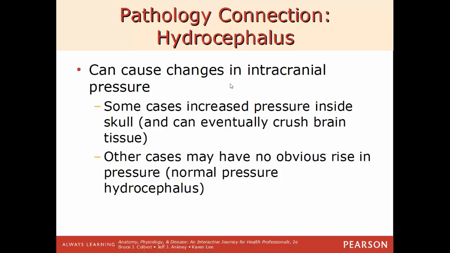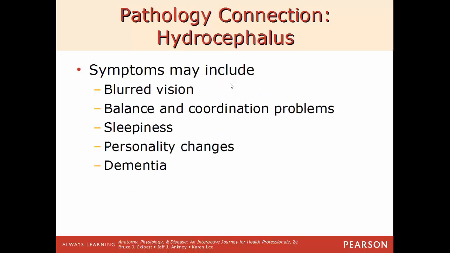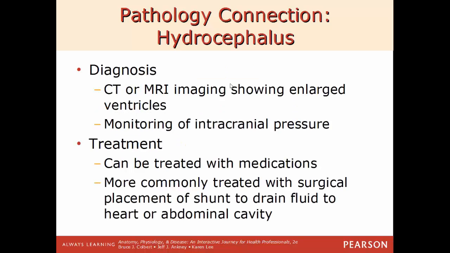Now, some cases can increase the pressure inside the skull. It can eventually crush the brain tissue itself if it gets too high. Other cases, there may be no obvious rise in pressure at all, where you have normal pressure hydrocephalus. Some symptoms, you have an expansion in the skull, especially in infants, where the skull hasn't been completely ossified yet. Nausea, vomiting, irritability, seizures, and of course headaches. It can also lead to blurred vision, problems with your balance and coordination, sleepiness, dementia, personality changes. Diagnosis for hydrocephalus, either CT or MRI, showing the enlarged ventricles. And also the monitoring of the intracranial pressure.